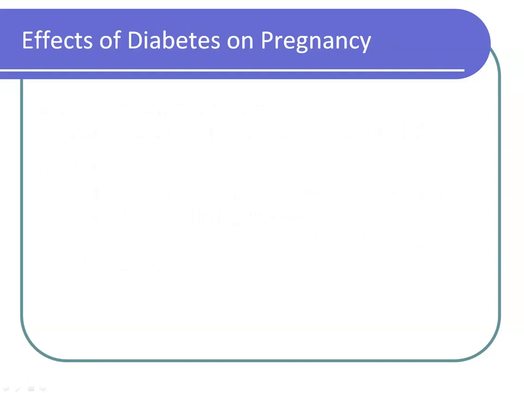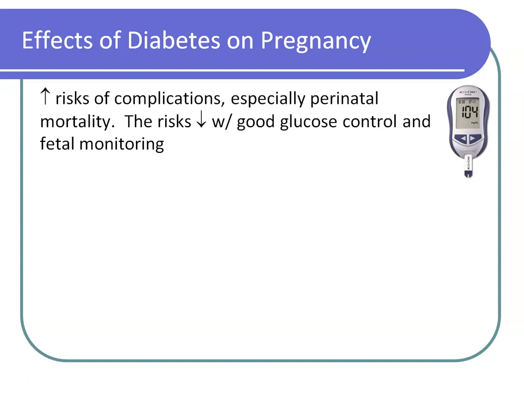So let's talk about the effects of diabetes on pregnancy. Really, we're talking about the effects of the accumulation of unmetabolized glucose in mom's blood, just like we worry about in diabetes mellitus in non-pregnant women. So there is an increased risk of complications, particularly perinatal mortality, but the risks do decrease with good glucose control and close fetal monitoring. So we'll talk about that.